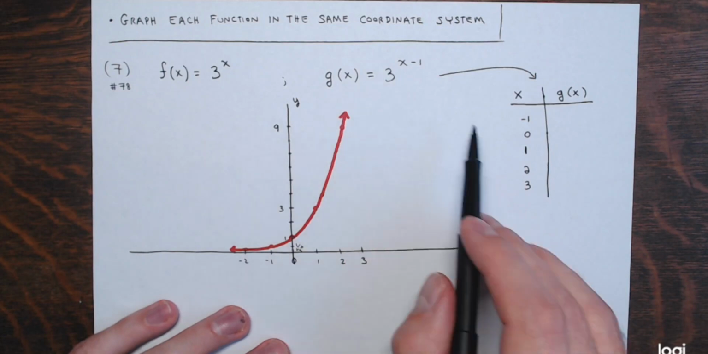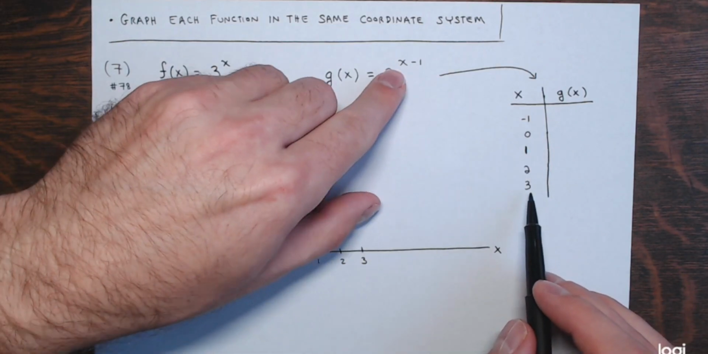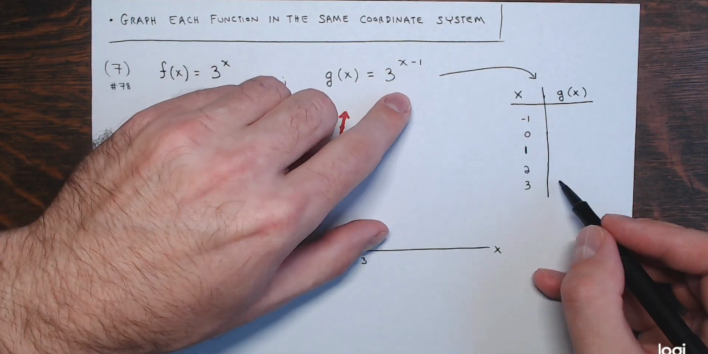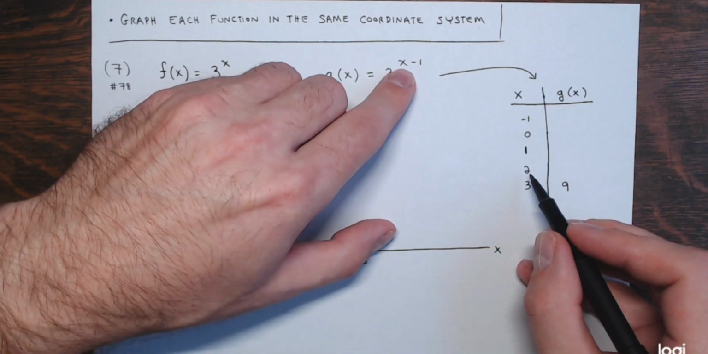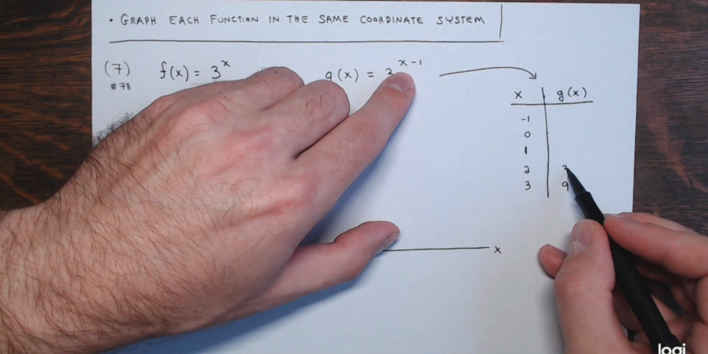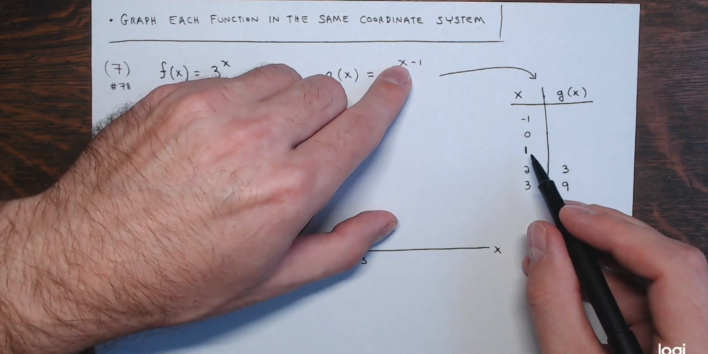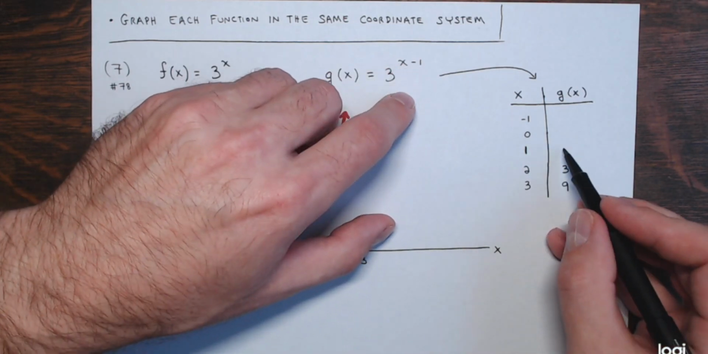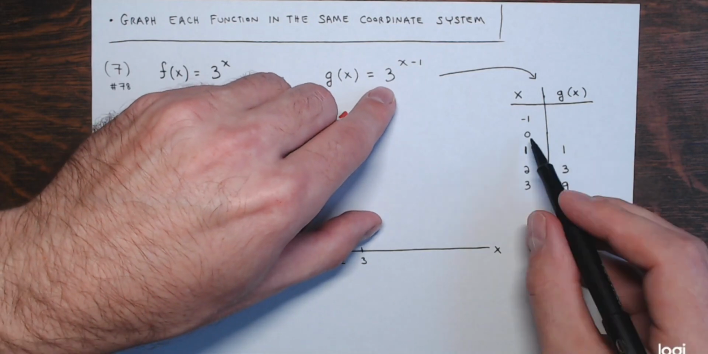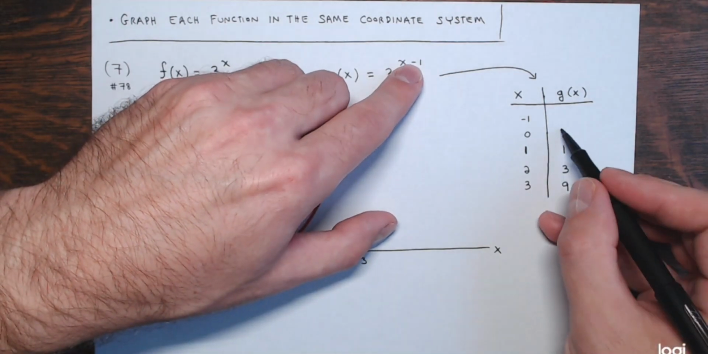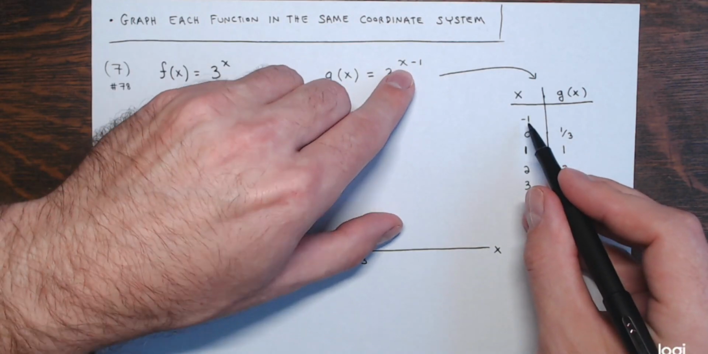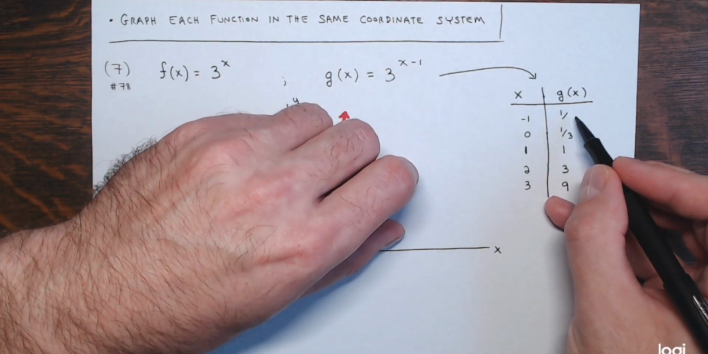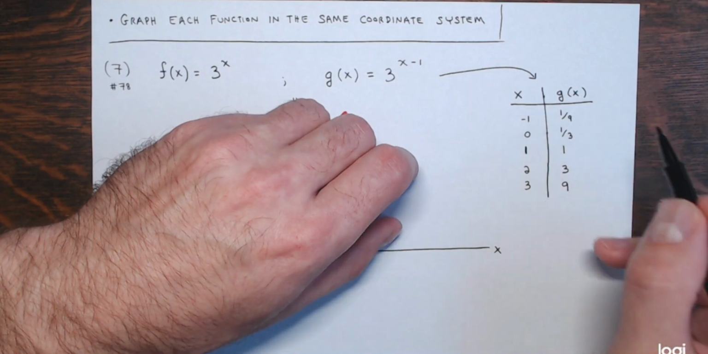So if I plug in 3, that'd be 3 squared. 3 minus 1, that's 9. If I plug in 2 for x, that's 3 to the 2 minus 1, that's 3 to the 1, that's 3. Plug in 1, you get 3 to the 0. 1 minus 1, that's 1. Plug in 0, you get 3 to the -1, which would be 1 over 3. And if you plug in -1, you get 3 to the -2, which would be the reciprocal of 3 to the 2, which is 1 over 9.